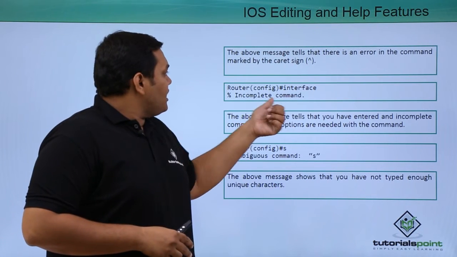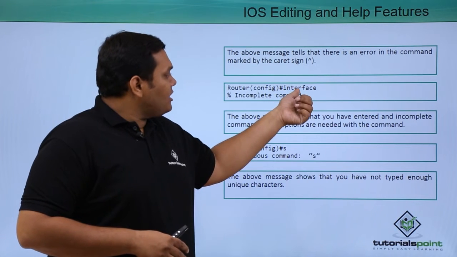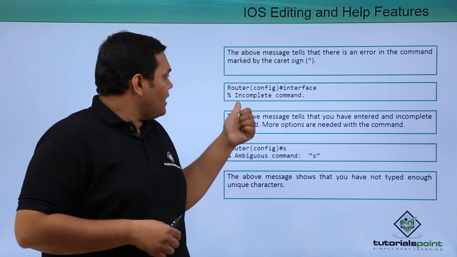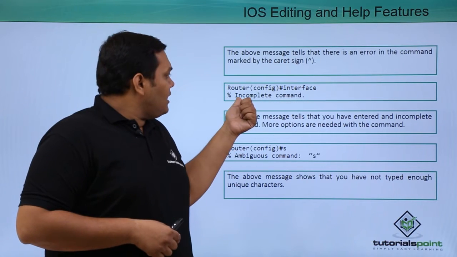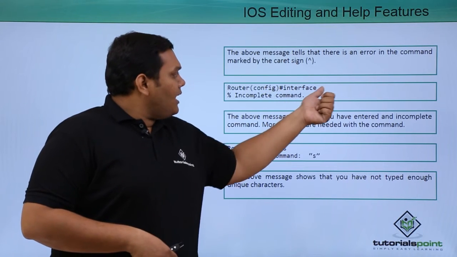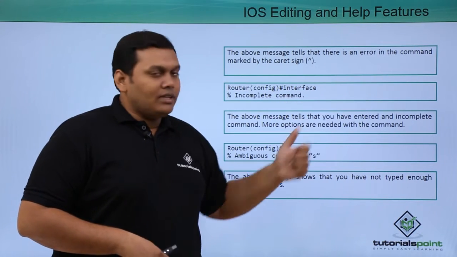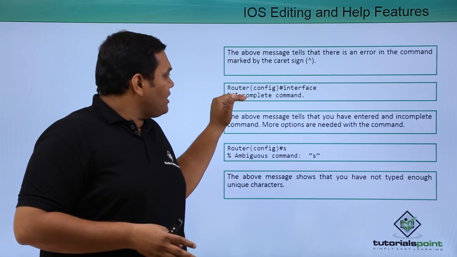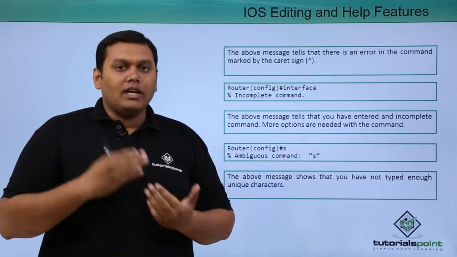So, coming to interface, incomplete command. You have to give interface, and then what interface you have to provide the details for. So, this is also an error which is provided clearly, that it is an incomplete command. That means it has to complete that interface, FA0/0, then only it will know what interface it is. So, this is also a helping feature that it will tell you whether the command is complete or incomplete.